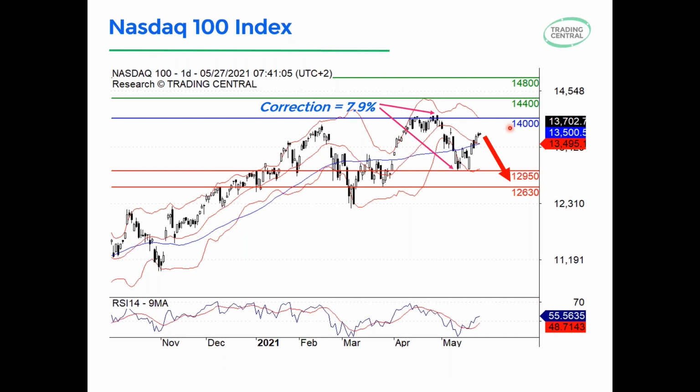Okay, let's see for the NASDAQ 100 index. Let's see if the key resistance at 14,000 is taken by the index again. I'm quite confident it will break 14,000. Okay, but let's see. Market is market. I cannot predict this.